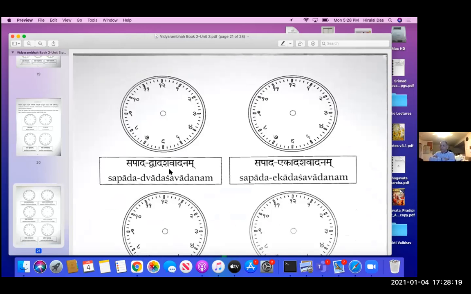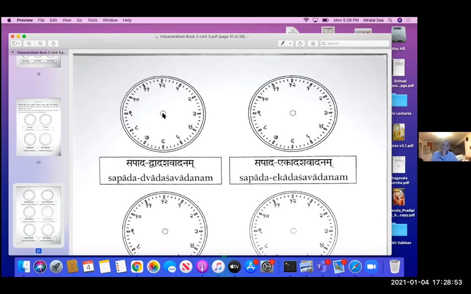I think Purandar, would you like to try? It's 7:15. No, the very 7. How much is Dvadas? 12. Dvadas is 12, okay? So Sapada Dvadasavadanam. Where would be the short hand and where would be the long hand in this clock here?